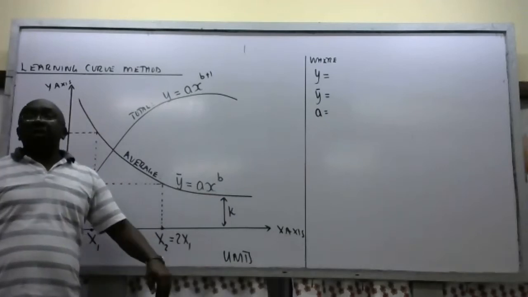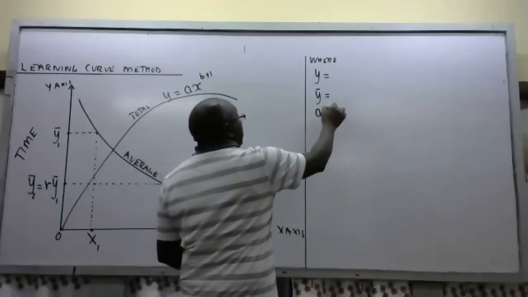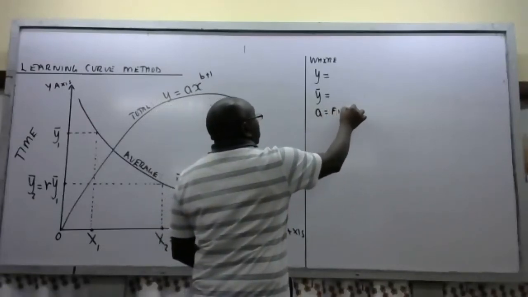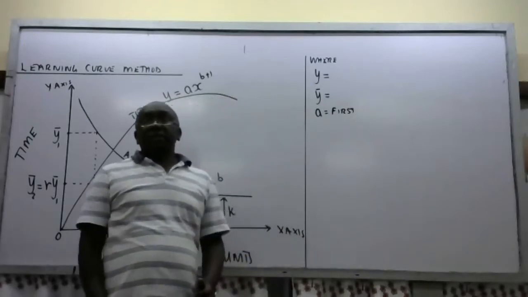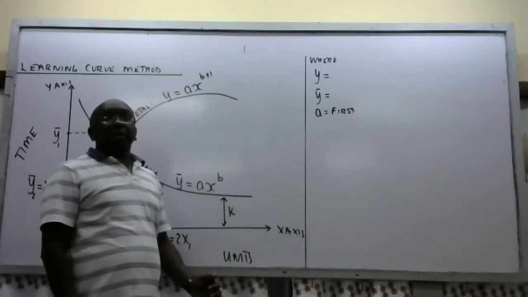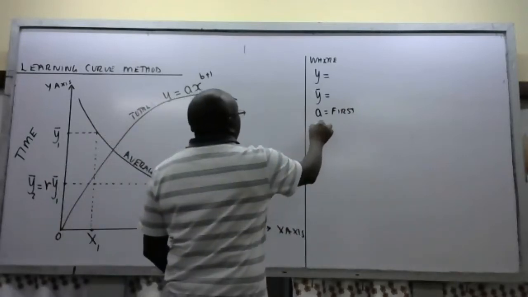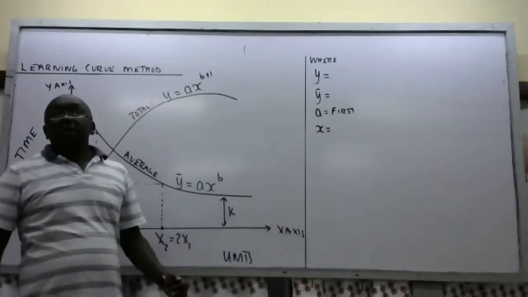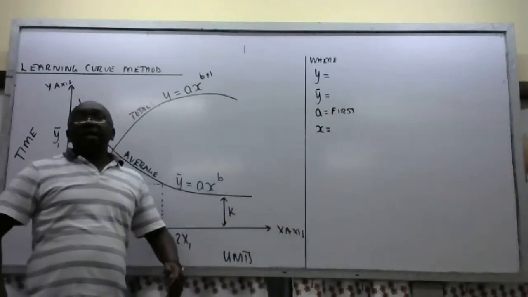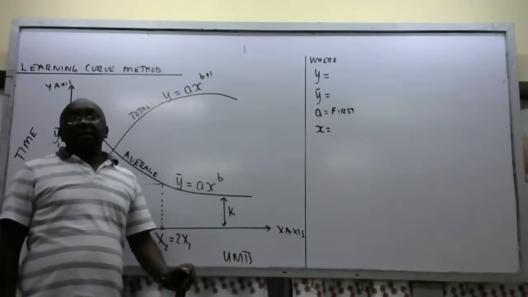A is the time taken to complete the first unit. X is the cumulative units.